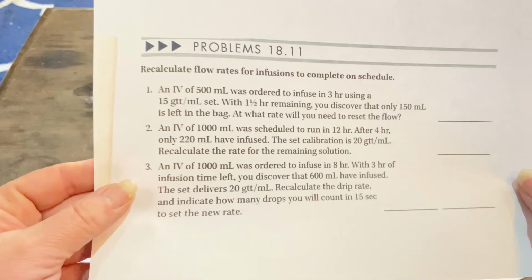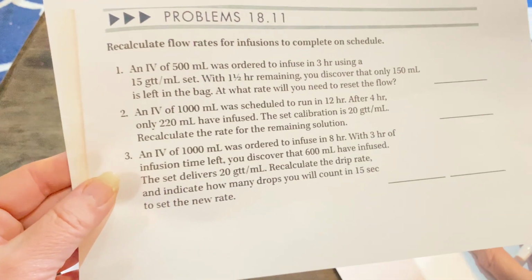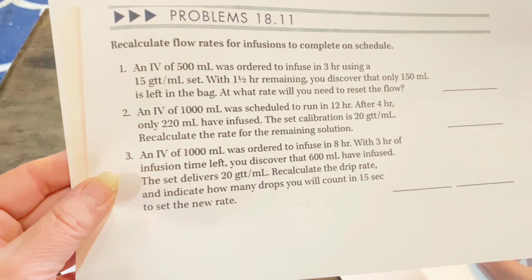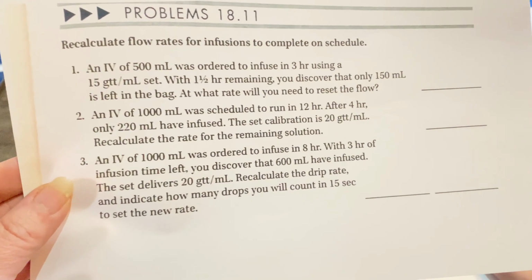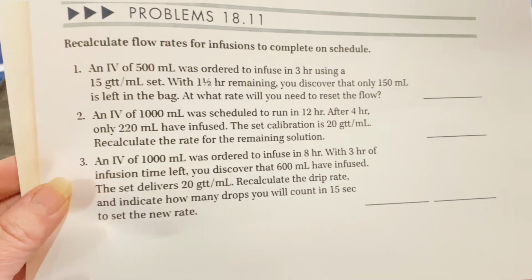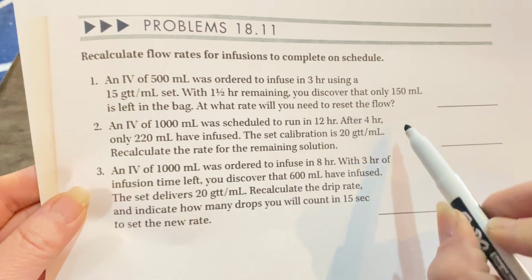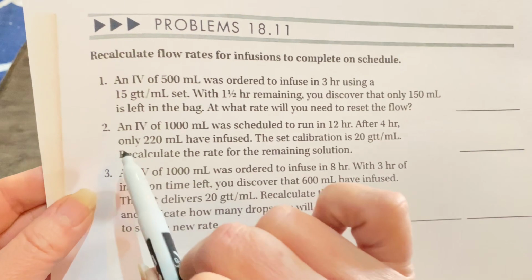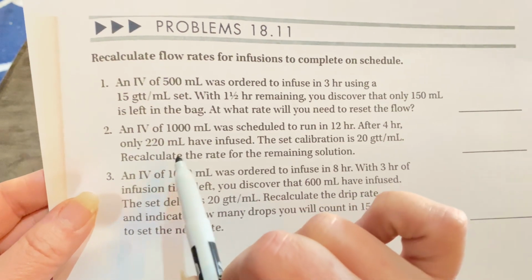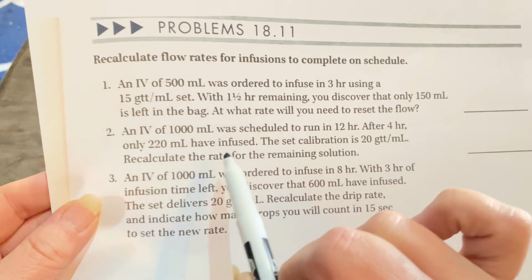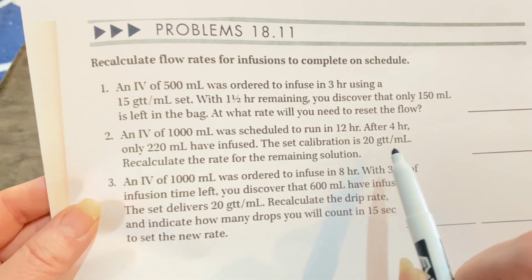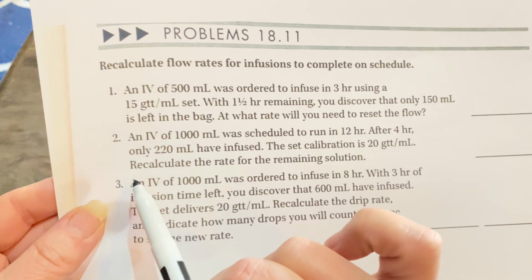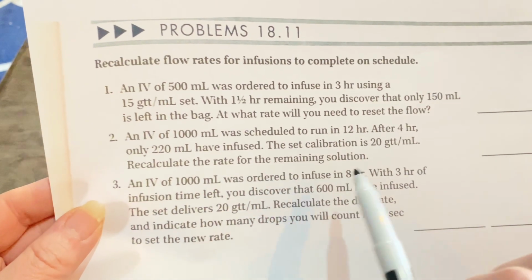Okay. Number 2. An IV of 1,000 milliliters was scheduled to run in 12 hours. After 4 hours, only 220 milliliters have been infused. The set calibration is 20 drops. So regulate the rate for the remaining solution.